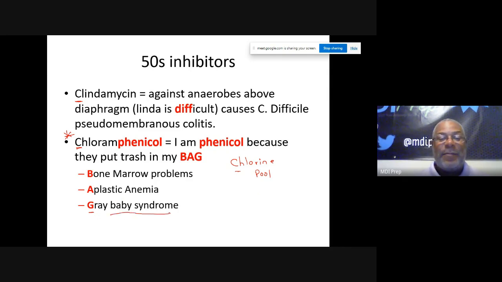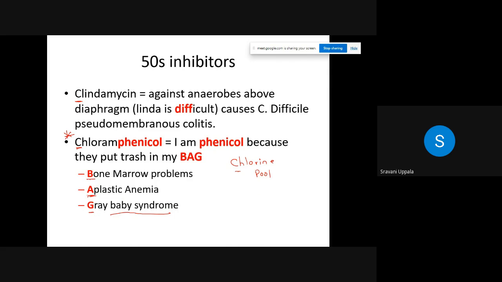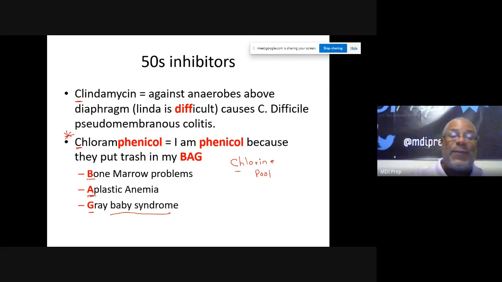The other thing that it can do is called bone marrow problems. Bone marrow suppression and aplastic anemia. Typically, you get the aplastic anemia because you've got bone marrow problems. All of your progenitor cells, or your beginning cells, your stem cells, all start in the bone marrow. That's red blood cells, everything. So if you have bone marrow problems, then you're going to have red blood cell problems. Does that make sense? Yes. Okay, perfect. So that's 50S.